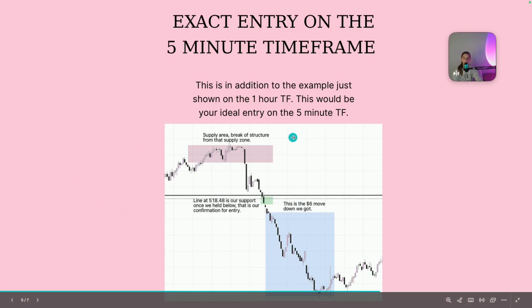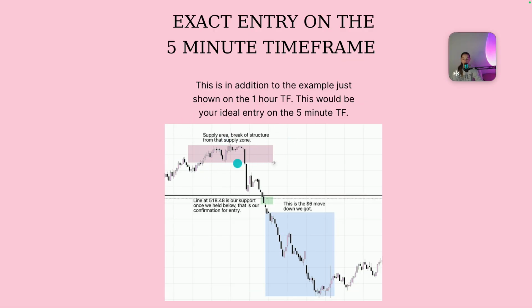Now you may be saying, why couldn't we have just taken the trade as soon as we broke here? You could have, but that wasn't a strong entry and we didn't have a strong support level at that area. So if you did, price could have easily reversed on you and you would have been stopped out, which isn't fun. So again, your ideal entry, you want to have it on the 5-minute time frame.